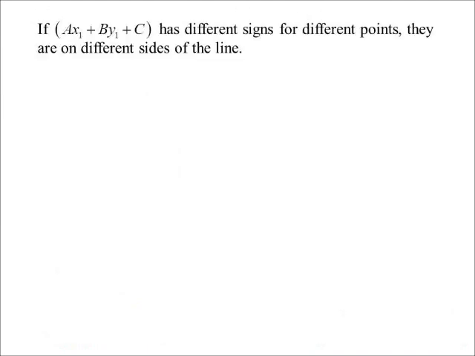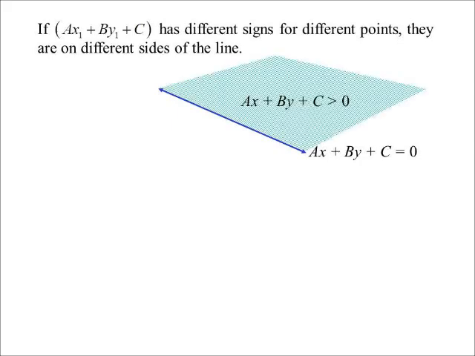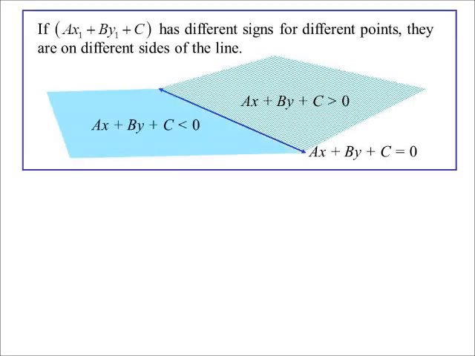Now, this is what I briefly just mentioned. If, when you substitute into the general equation, you get different signs for different points, then they must be on opposite sides of the line. Because if you think of your number plane, we know the line is where it's equal to 0. So if I had said to you, shade in the inequality where it's greater than 0, you would shade in one side of the line. Every point there, when I substituted in, would give a positive number. But then, if I was to shade the other side, every point there would give me a negative number.